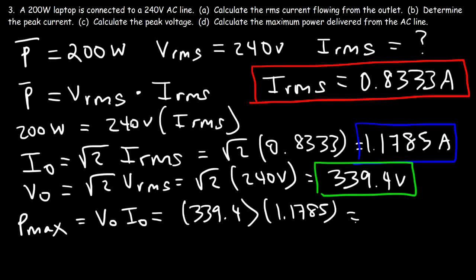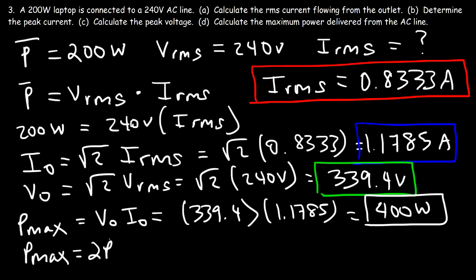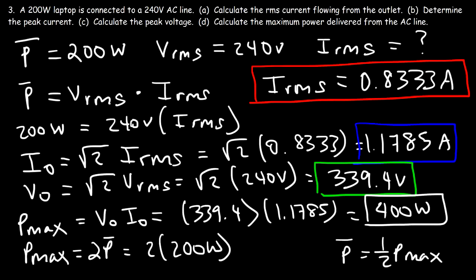And so the maximum power is 399.98, which you could say is about 400 watts. Now it's important to understand that the maximum power is twice the value of the average power, which means the average power is 1/2 of the maximum power. So in this case, we could have done 2 times 200 watts, and that would have given us 400 watts, which is the maximum power.